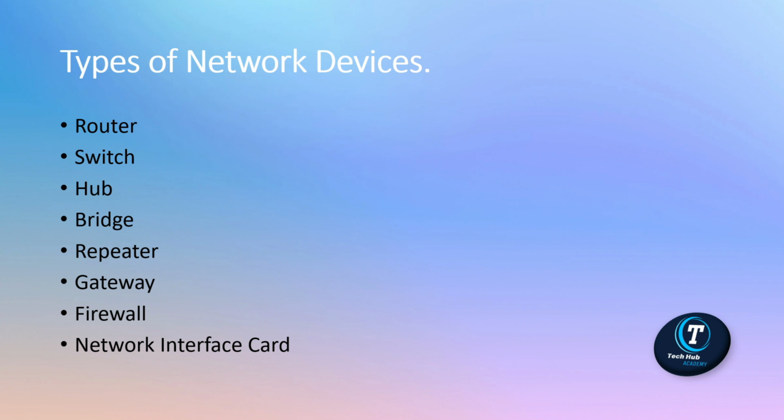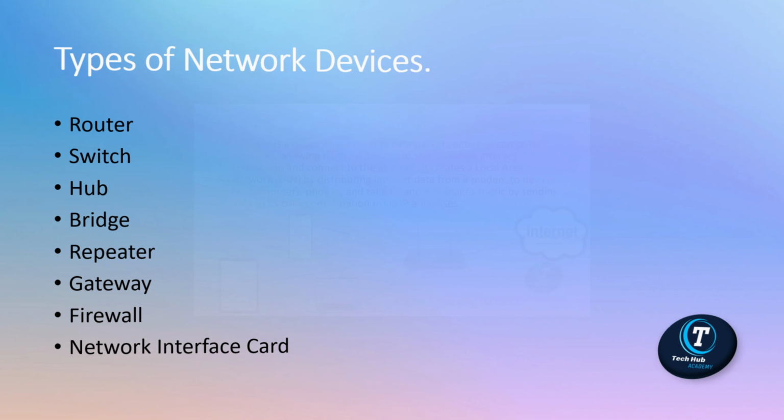Types of network devices. There are many types of network devices, and some of them include router, switch, hub, bridge, repeater, gateway, firewall, network interface card. Each of these has a different role in making sure data reaches where it's supposed to go. Let's talk about each of them in detail.